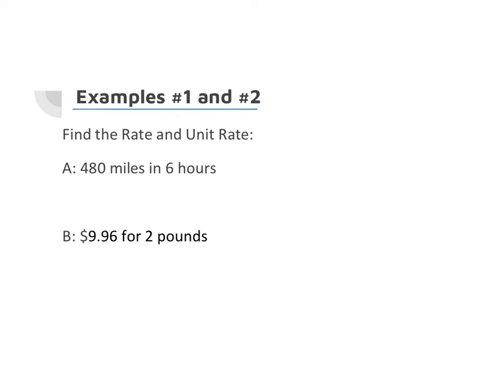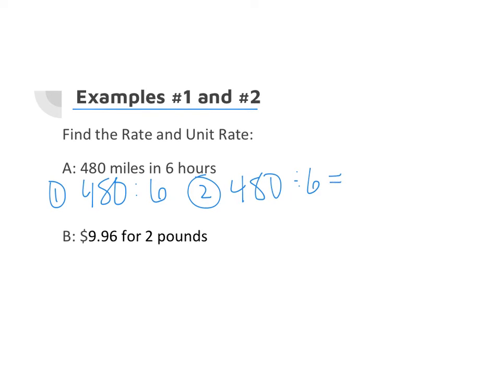So in order to find the rate and the unit rate, we're going to set up the ratio first. So we have 480 miles to 6 hours. So remember, to find the rate from the ratio, we divide. So our next step, that was the first step. Our next step is going to be to divide 480 by 6, which, think about it, what does that equal? It's going to be 80.